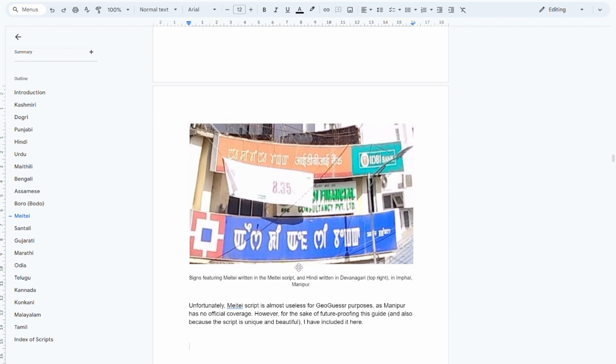So I've got an example here. This is a sign that features some signs in Imphal, which is the capital of Manipur. There's a bunch of signs here written in Meitei script, but unfortunately, Meitei script is almost useless for GeoGuessr purposes because Manipur has no official coverage.